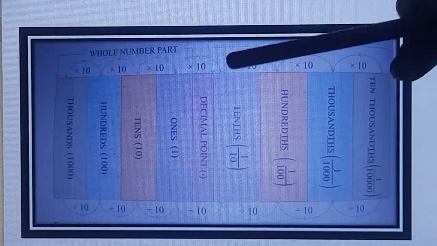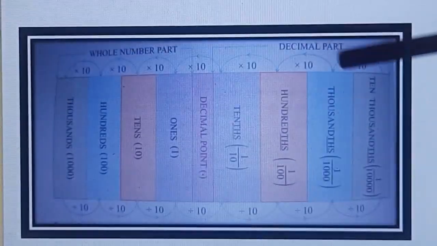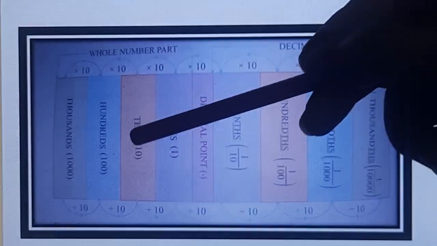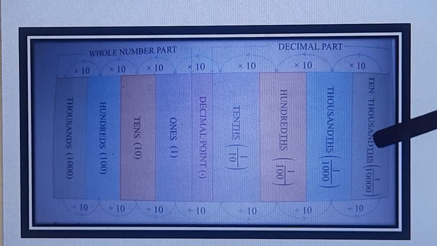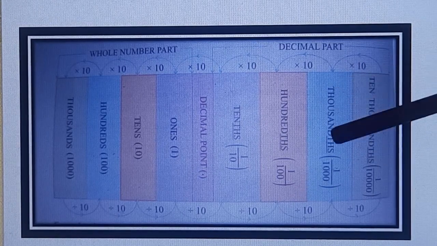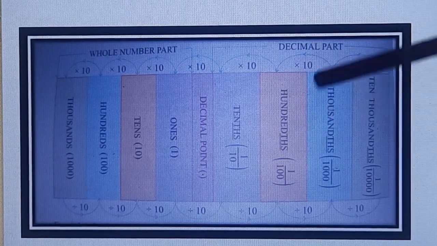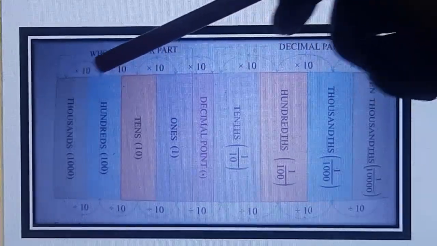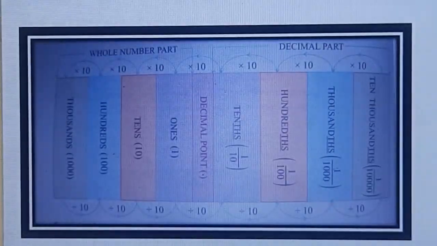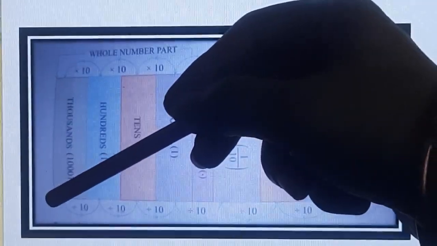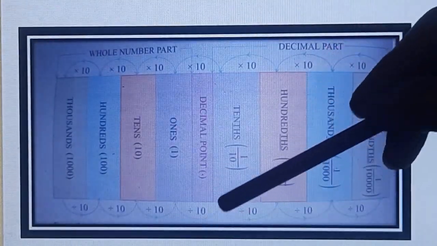Now look here beta, what is it? Multiply by 10, multiply by 10, multiply by 10. It means when we are moving from right to left, means from smaller to bigger, in each place we are multiplying by 10. 10,000th multiply by 10 will give you 1000th. 1000th multiply by 10 will give you 100th. So when we are moving from right to left, we are multiplying by 10 in each step, right? And when we are moving from left to right, in each step there is division by 10.